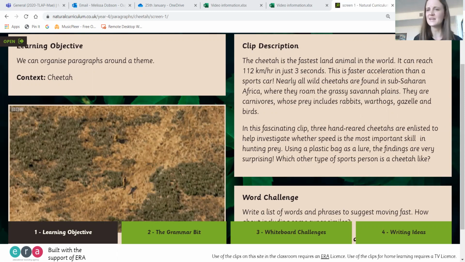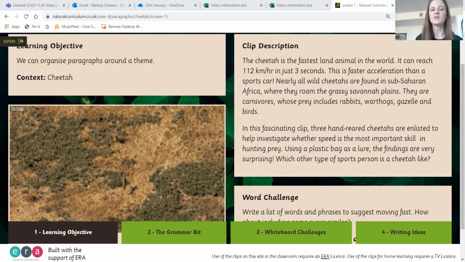So in this fascinating clip that is below, 3 hand-reared cheetahs, which means they haven't been raised by their mothers, they've been raised by humans, so they are hand-reared, are enlisted to help investigate whether speed is the most important skill in hunting prey. And what they do is they use a plastic bag as a lure, and the findings are very surprising. So what other types of sports person is a cheetah like?